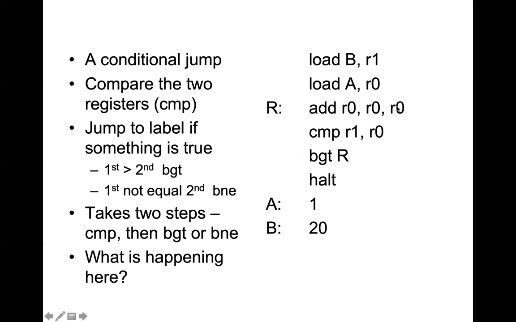So now R0 becomes 4. We're going to compare 20 to 4. 20 is still greater than 4. So the branch greater than fires again, and we go back here. Then it goes 8, 16. And finally, when R0 contains 32, we're going to compare 20 and 32. And 20 is not greater than 32. So we're not going to branch to R. Instead, we're going to halt the program.